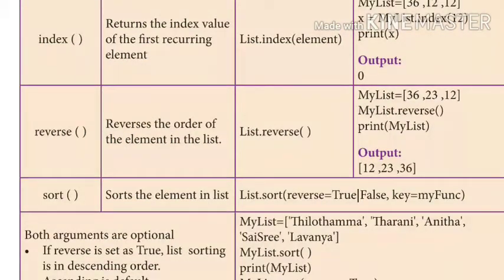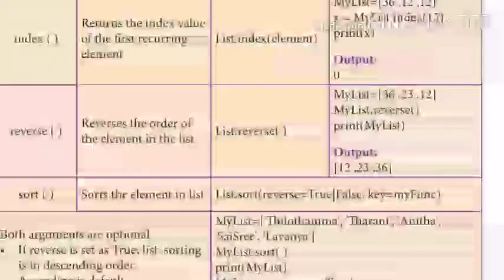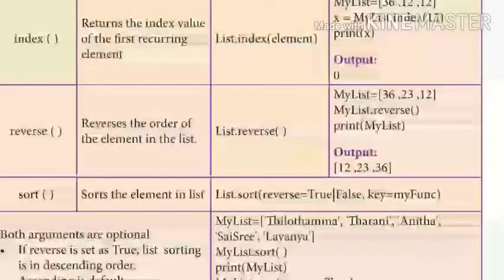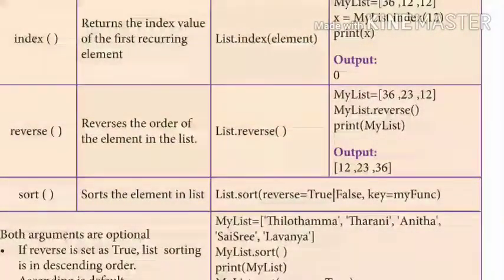Next is reverse, which reverses the order of the elements in the list. The syntax is list dot reverse. My list is equal to 36, 23 and 12. Here they are using my list dot reverse. It is a function. Now you can see that the output is totally reversed: the first element has become the last element, and the last element has become the first element.